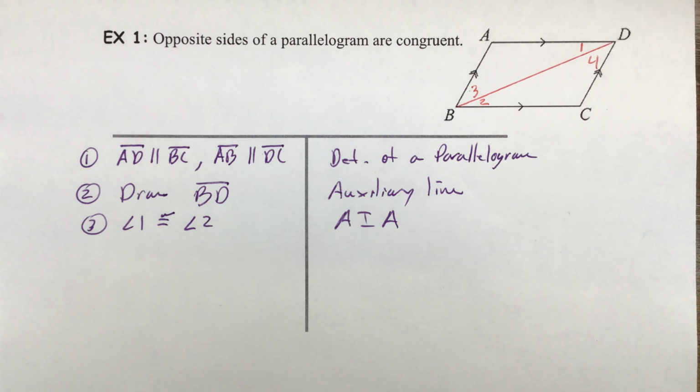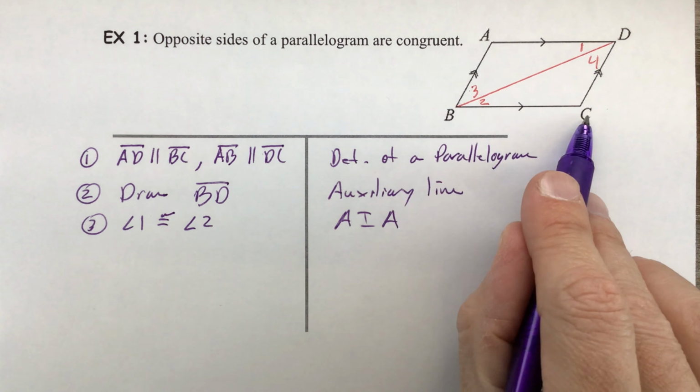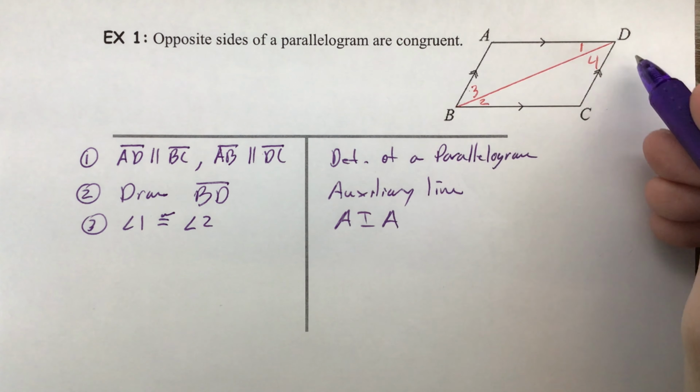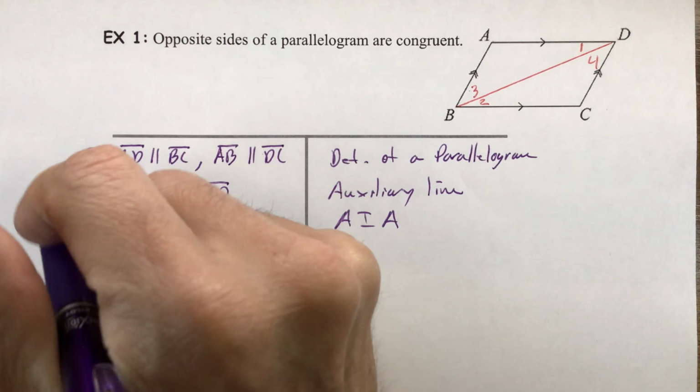However, there's a little bit of a difference here. Angles 3 and 4 are not going to be based off of AD and BC. They're going to be based off of AB and DC. Okay, but they are alternate interior angles, which will make them congruent. However, I'm going to write down another step first, and then I'm going to come back to that one.